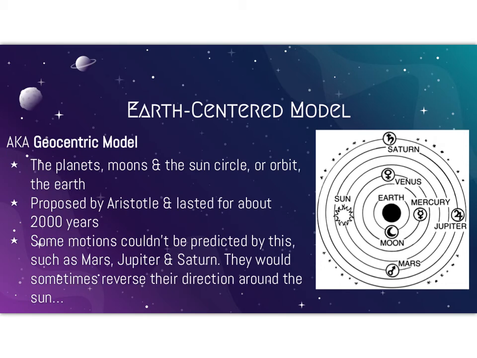Some motions couldn't be predicted by this model, though, such as the motions of the planets Mars, Jupiter, and Saturn. They would sometimes reverse their direction around the sun. So they would be changing direction every once in a while, and it wasn't understood as to why.